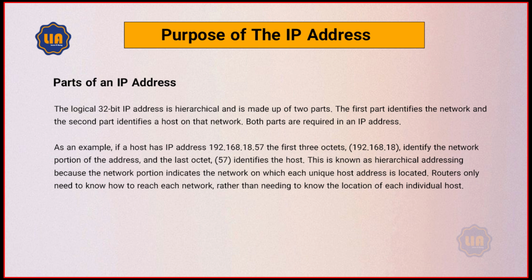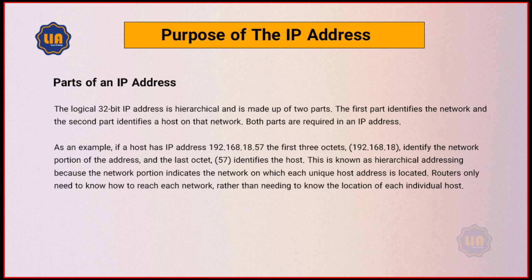As an example, if a host has IP address 192.168.18.57, the first 3 octets, 192.168.18, identify the network portion of the address, and the last octet, 57, identifies the host.